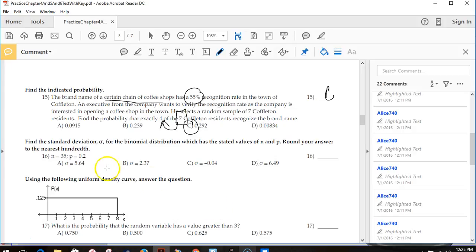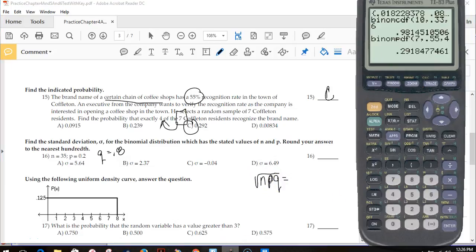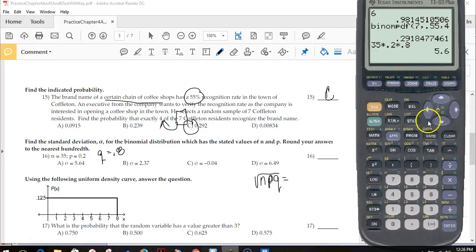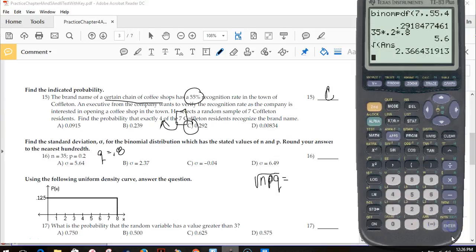Find the standard deviation if you have N and P. Well, if P is 0.2, then Q is 0.8, and the standard deviation is the square root of N times P times Q. Actually, I'm going to just go ahead and use my calculator. 35 times 0.2 times 0.8, take the square root. 2366, B.